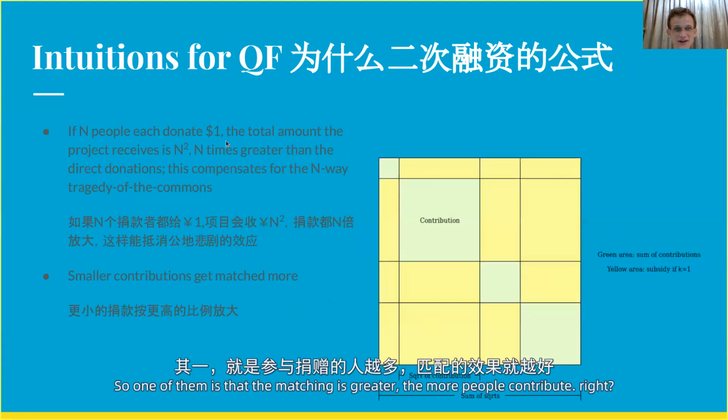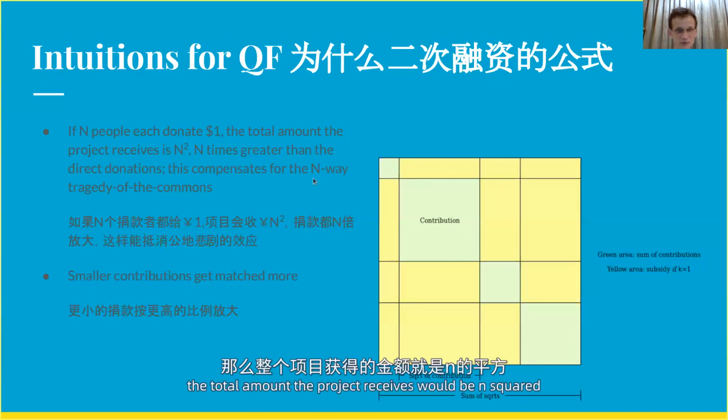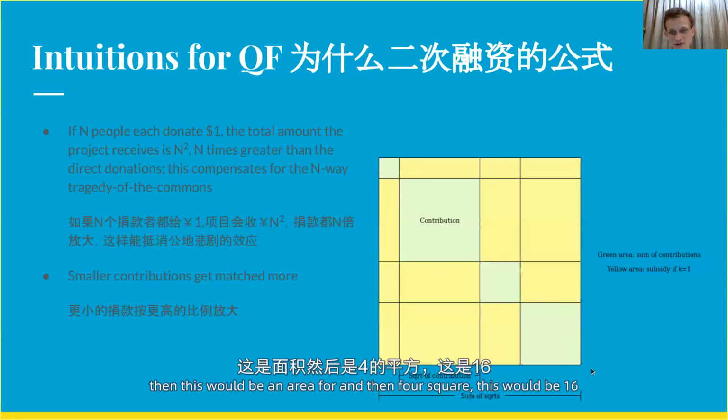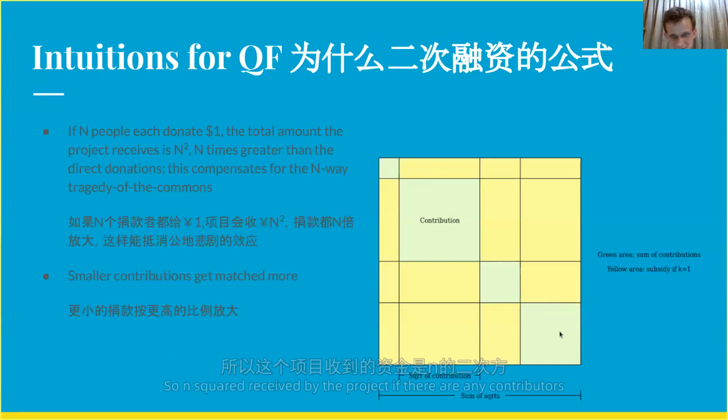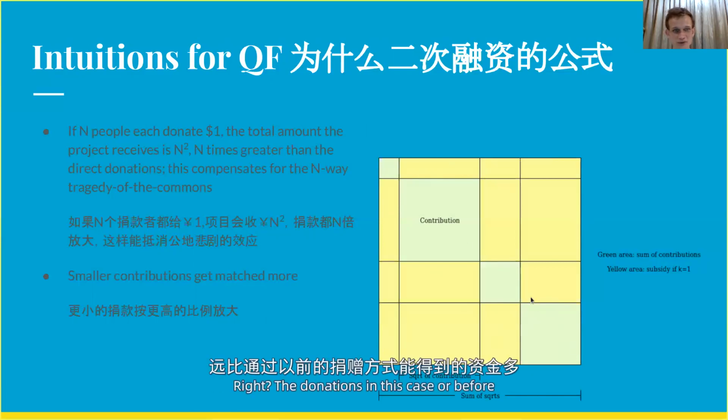One of them is that the matching is greater the more people contribute. So the more public the public good is, the more of a subsidy that it gets. If n people each donate $1, the total amount the project receives would be n squared. Imagine each one of these squares had a length and an area of 1, then this would be an area of 4, and then 4 squared, this would be 16. So n squared is received by the project if there are n contributors, and this is n times greater than just the donations. The donations in this case would be 4.